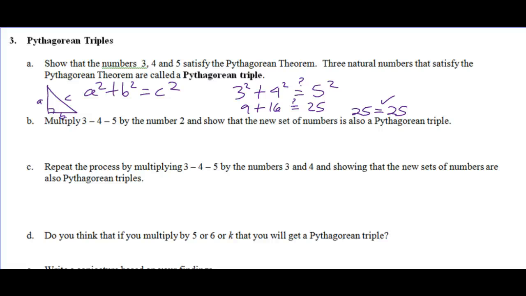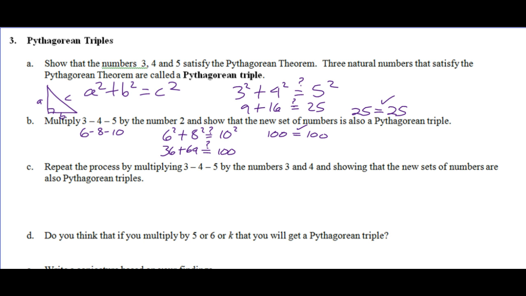Multiply 3, 4, 5 by the number 2 and show that the new set of numbers is a Pythagorean triple. So we multiply by 2, what are we going to get? 6, 8, 10, right? That's not minus signs, that's just a dash, right? It's that set of numbers. Okay, is this also? So 6 squared plus 8 squared equals 10 squared. I'm going to throw a question mark up, right? I don't know. That's what we're checking. So this is 36 plus 64. Is that equal to 100? And 100 equals 100. Check.